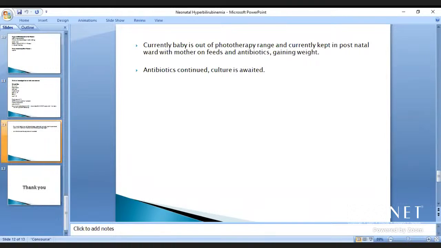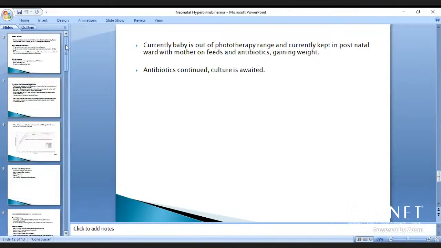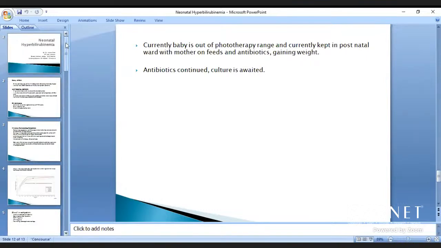Like this patient was admitted outside in peripheral unit. Yes, sir. So on what day this baby was admitted there, and what were the investigations there? And if they have given phototherapy, what was the fall of bilirubin and why they needed to transfer this baby to the higher center?